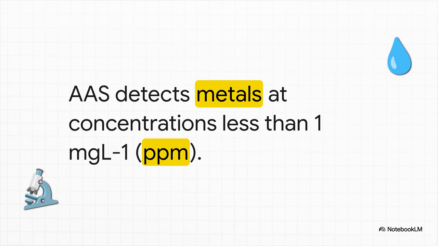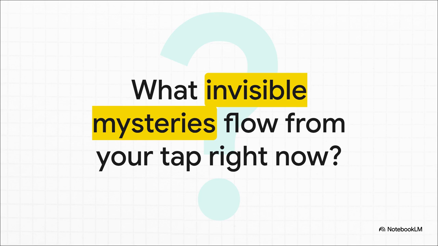AAS is incredibly sensitive. It can reliably detect toxic heavy metals at concentrations of less than 1 milligram per liter, which is less than 1 single part per million. To put that into perspective for you, that is literally like finding a single drop of poison diluted into a massive 50-liter barrel of water. It's staggering accuracy.